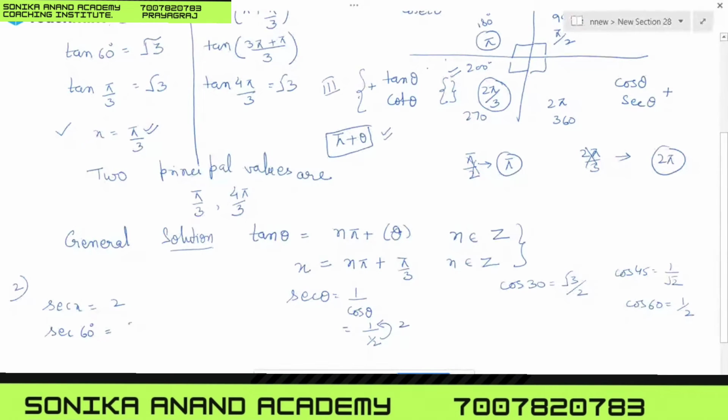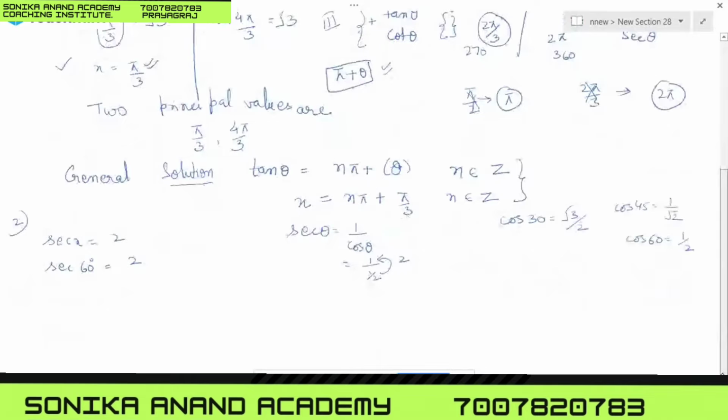Clear? Now, 60 again we can write as pi by 3: 60 into pi by 180 is pi by 3. So now it becomes sec pi by 3 is equal to 2. This is the first value. So the first value of x is pi by 3.